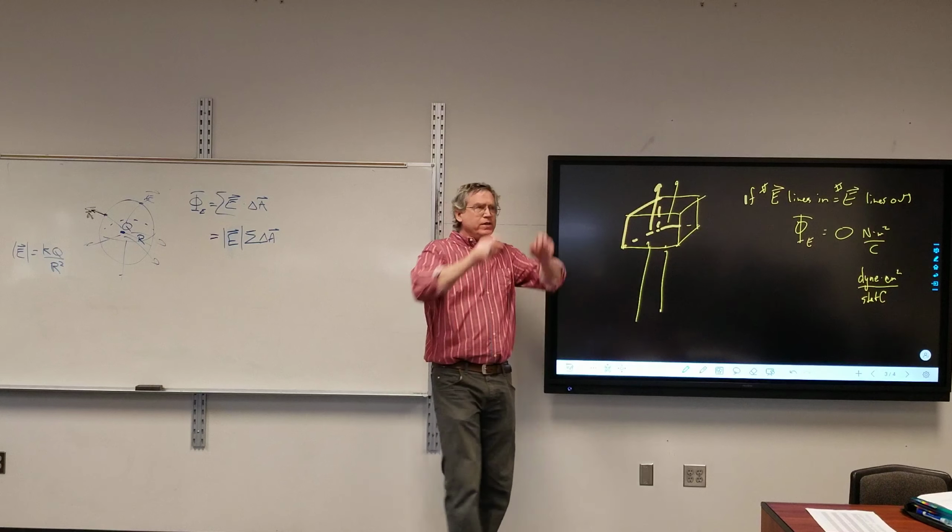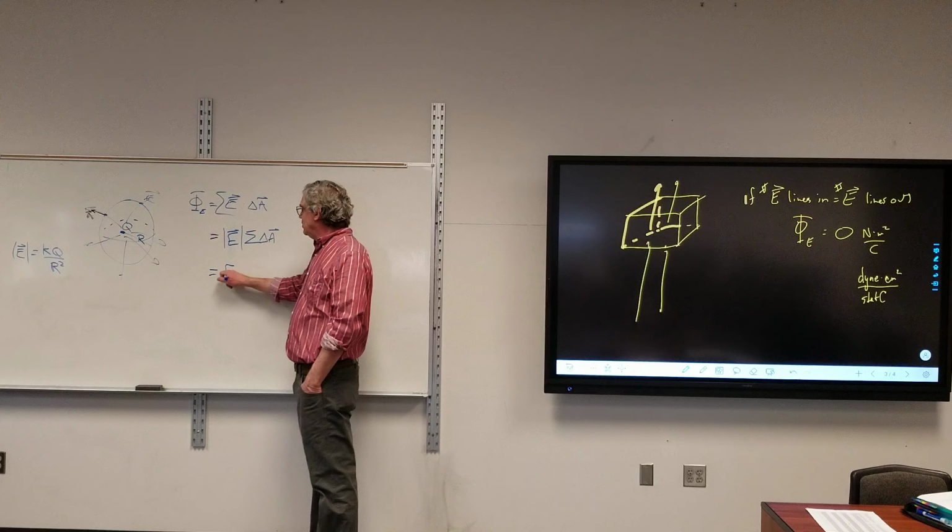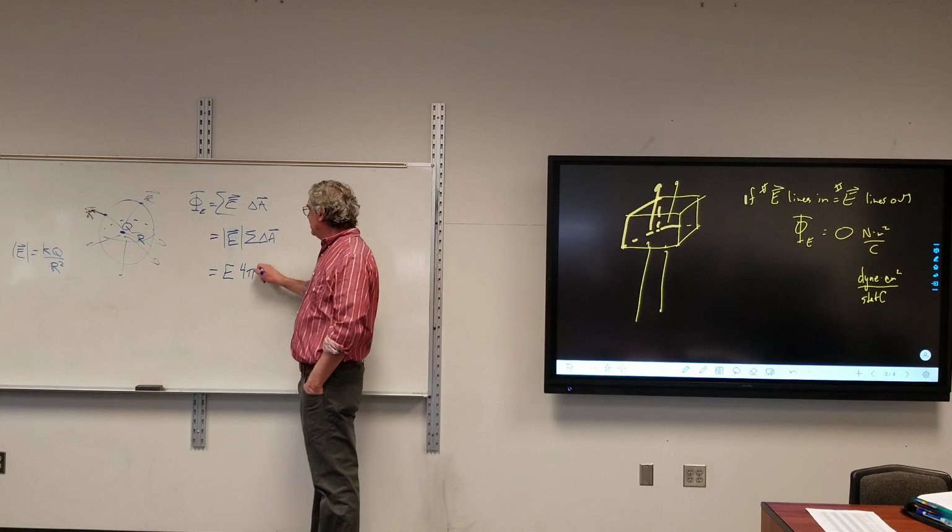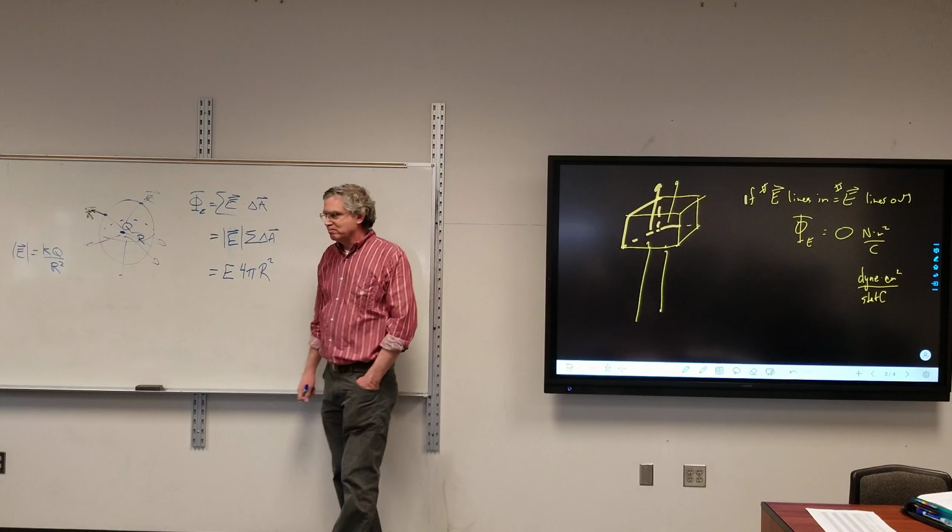Pi r squared. Area of a circle. 4 pi r cubed. If you go to cubed, you're now talking about a volume. Is it 4 pi r squared? It's 4 pi r squared. So this becomes my electric field magnitude times 4 pi r squared.